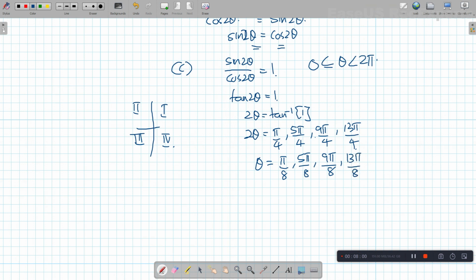If you go one more round, which is more than 720, that would be 17 pi over 4. If you divide this by 2, you get 17 pi over 8. If you use your calculator, 17 times 180, divided by 8, it gives me 382.5, so that's more than 2 pi. So discard this. Okay, so that's your answer.